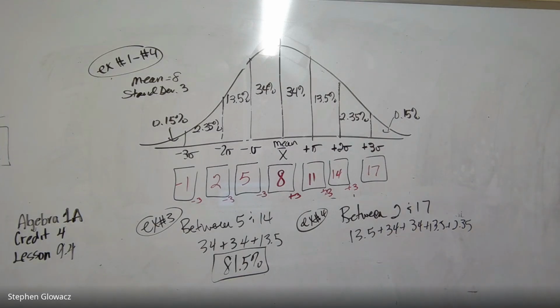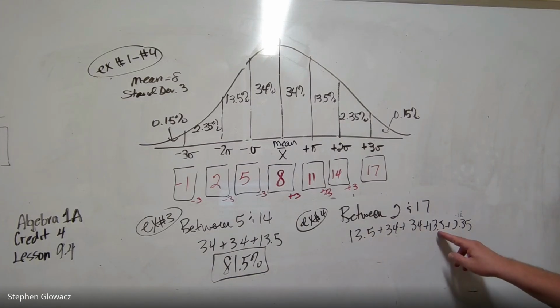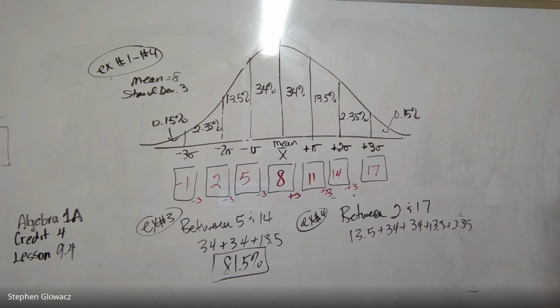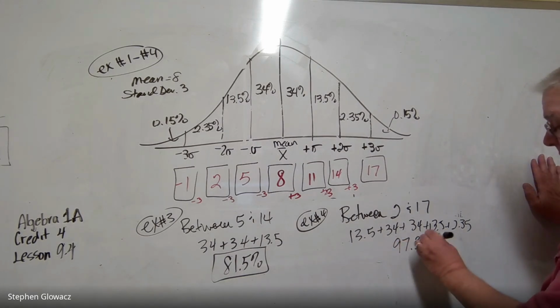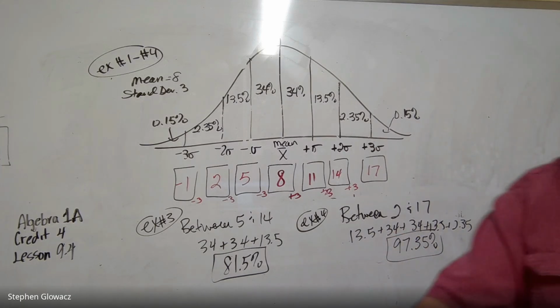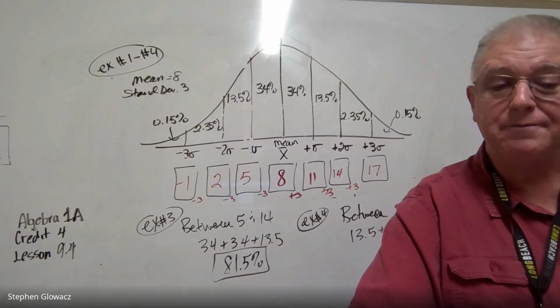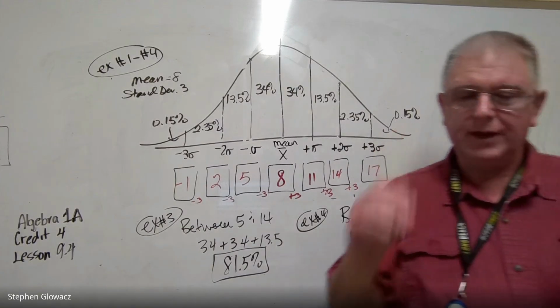34 and 34 is 68. 13.5 and 13.5 is 27. So 68 plus 27 would bring us to 95. And then 95 plus 2.35 would bring us to 97.35%. And that would be our answer for our example for number 4, which again is very similar to what we did on number 3. Same principle, between 2 numbers.